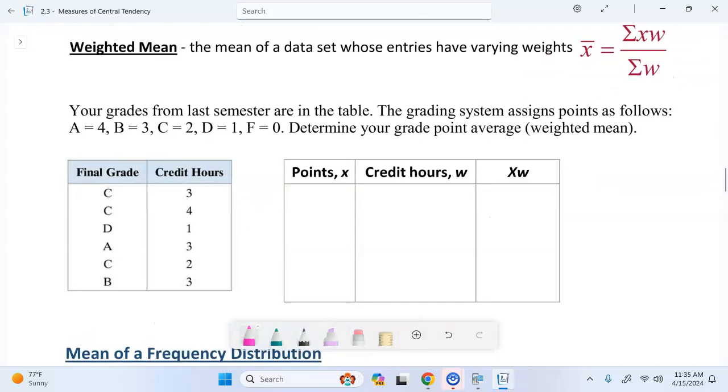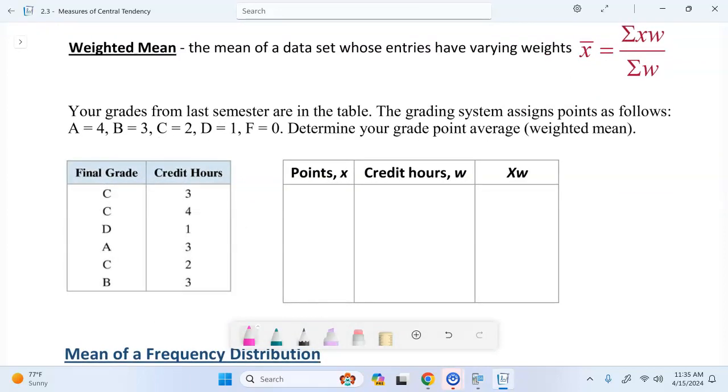We also have weighted mean, where each value in the data set has a different weight or significance attached to it. It's very similar to a mean where we're dividing a sum over the number of entries, but now we have to take every data value and multiply it by its weight.